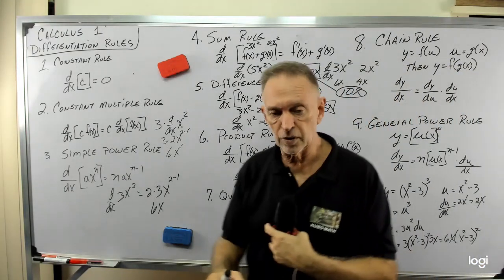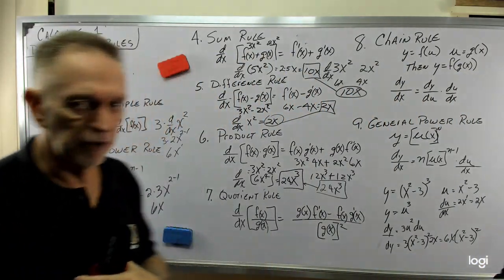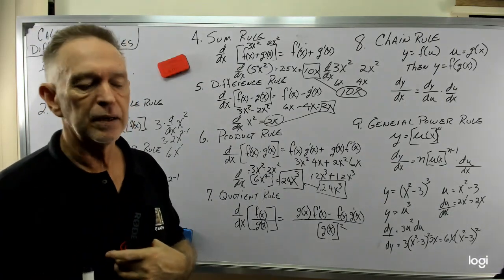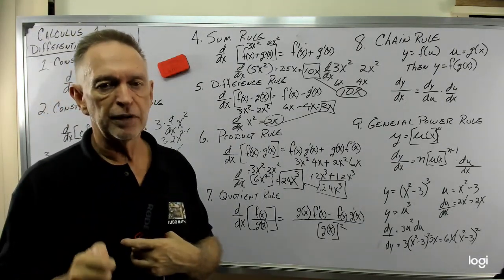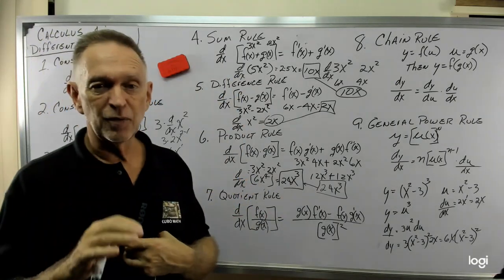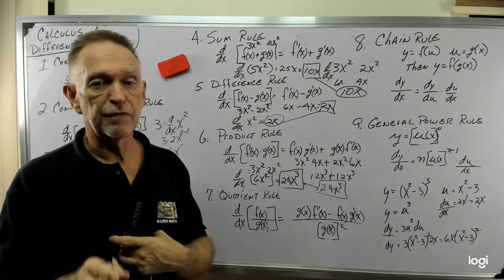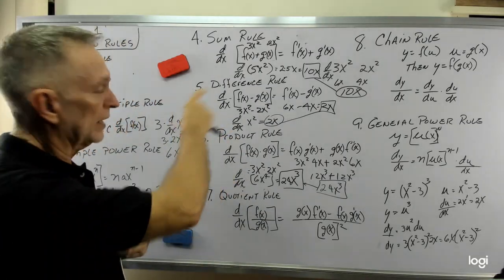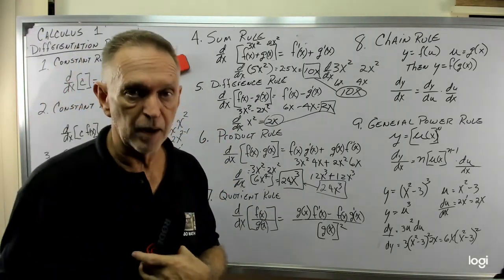So those are the 9 rules that you really need to get in your mind if you're trying to go through differentiation. Sorry for the big mess up here, but hopefully it was clear. Now in future videos, we're going to take each one of these and work a lot of problems.